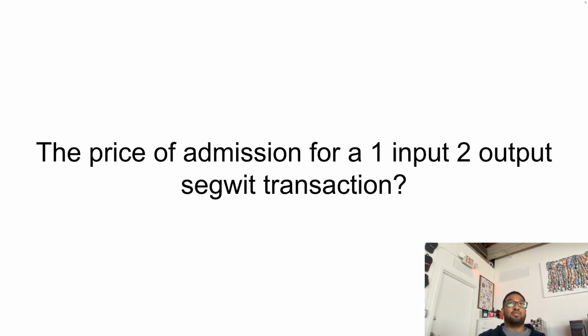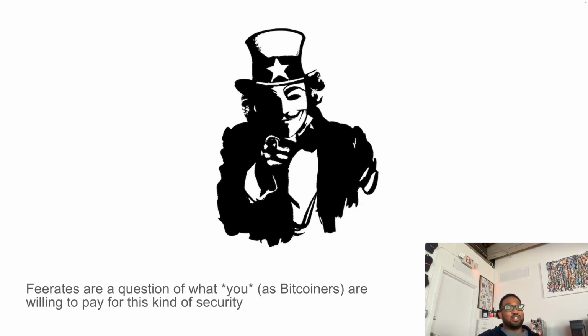So the price of admission for a one input, two output SegWit transaction. I was trying to say, look at how much energy is securing your transaction. Can you guess how much a transaction fee would be for a one input, two output SegWit transaction? Well, it was about, at the time, 85 cents. It was a higher fee rate environment. Even now it's a lot cheaper. And fee rates are a question of what you as Bitcoiners are willing to pay for this type of security. So that's the intro that I'm speeding through, since it's only a 45-minute session today.